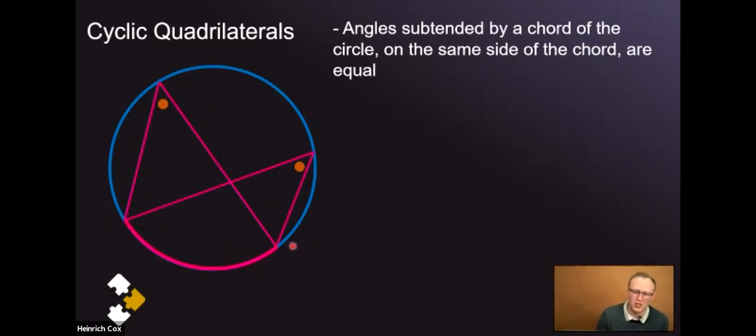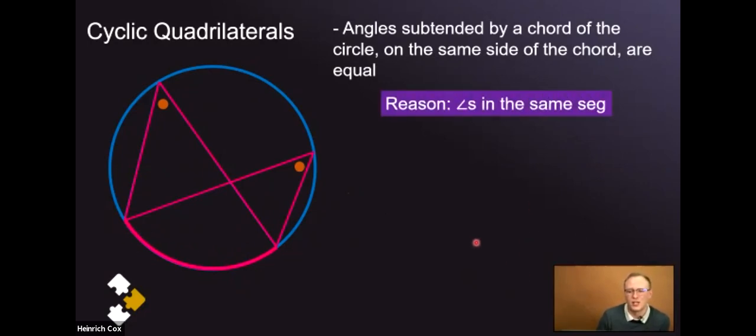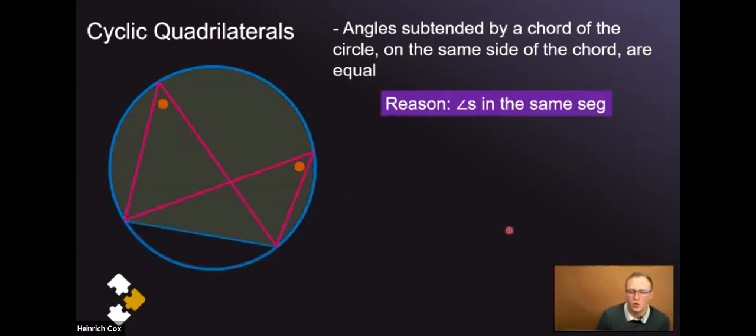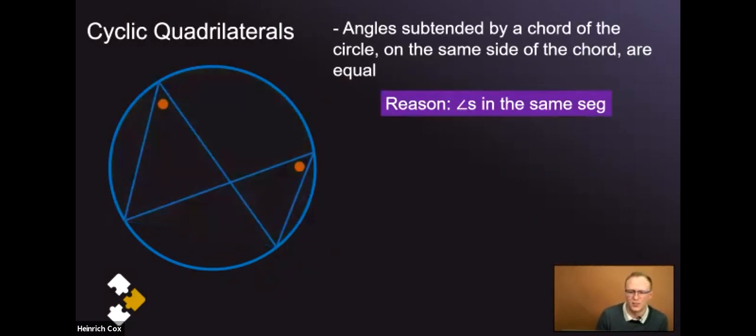And the chord doesn't actually have to be there. We can also just have an arc that is below those angles. And our reason is going to be angles in the same segment. Why? Well, if we keep that chord there and we look at the segment that is created, so the part of the circle that it divides the circle into, then those angles are in the same segment and thus they are equal, right? So that's what that angles in the same segment thing means.